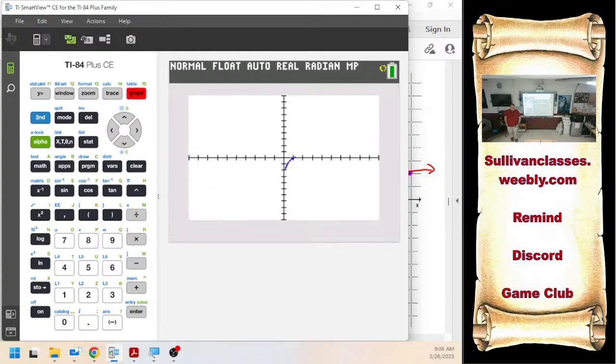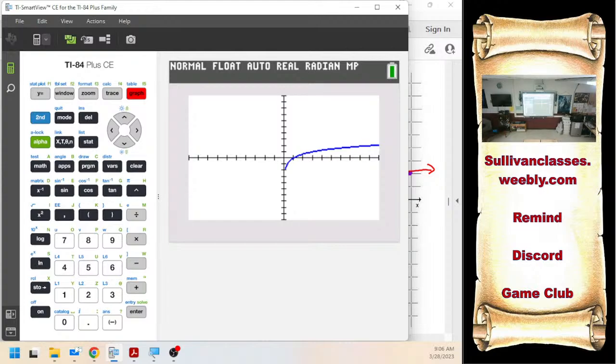I want you to see what the graph looks like. Uh-oh. When I go look at the graph, it's not going to show me the entire graph. Why not? The calculator is kind of dumb and it doesn't have enough pixels.